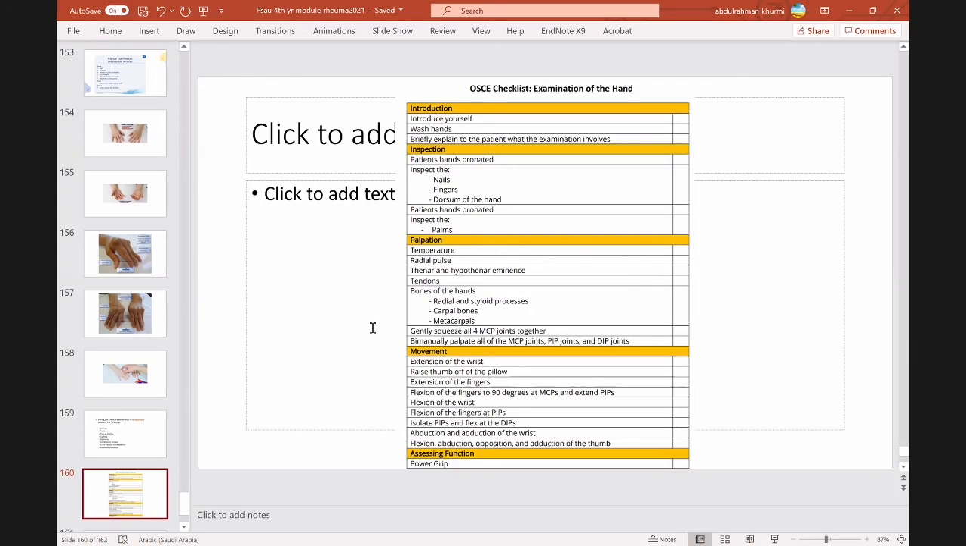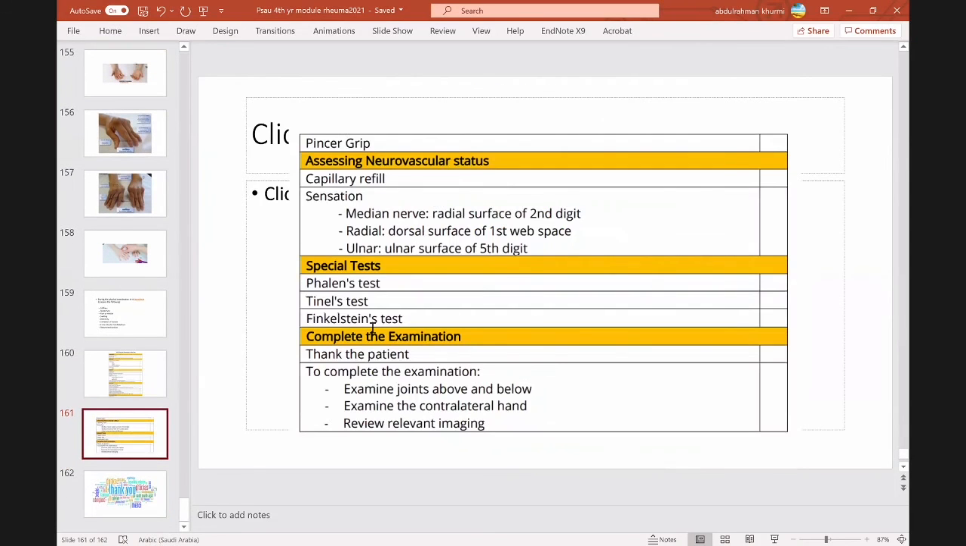Ask him to flex, extend, abduct, and adduct the joint, and raise the thumb also. Assess the power and the grip of the patient, and assess the usual daily activities, to hold the pen, to close his t-shirt, and assess capillary refill, and the sensation in the median nerve, radial nerve, and ulnar nerve, and do special tests.